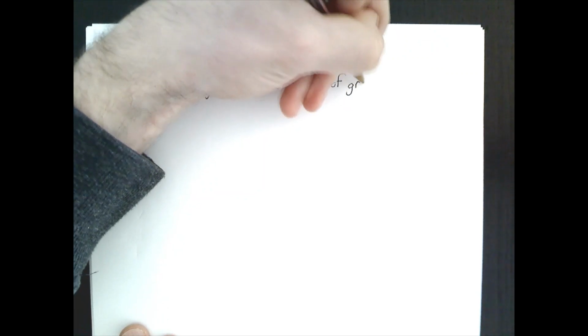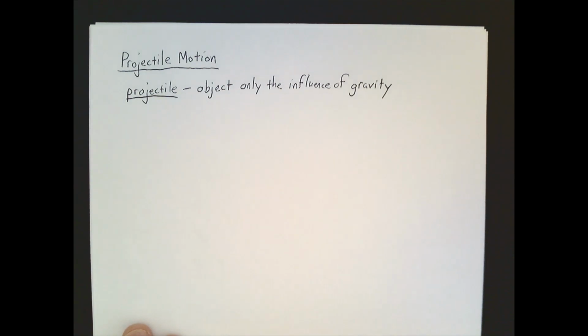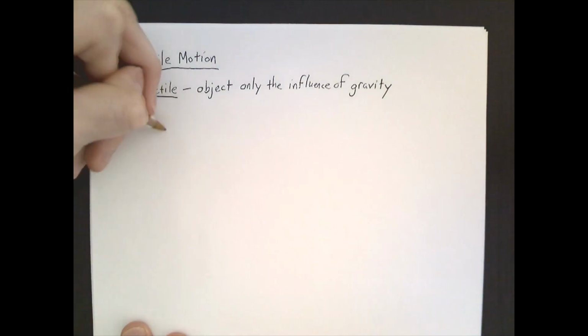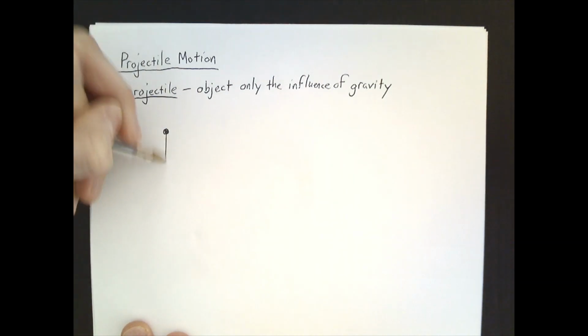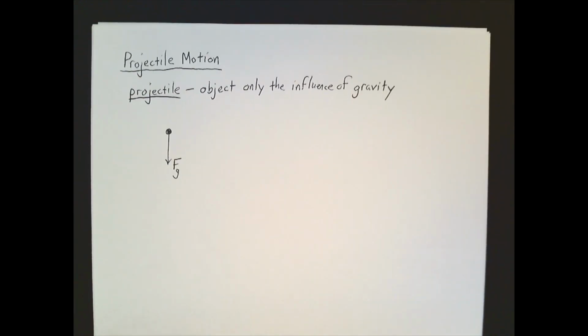What is a projectile? A projectile is an object that is only under the force of gravity. So no air resistance, no lift, no thrust, no other forces other than gravity. If we were to draw a free body diagram for a projectile, we'd have our little dot at the center, and we'd have only a single force acting downward. This is our force due to gravity, and that's what a projectile looks like. As long as it's basically in the air with nothing else going on, it is a projectile.